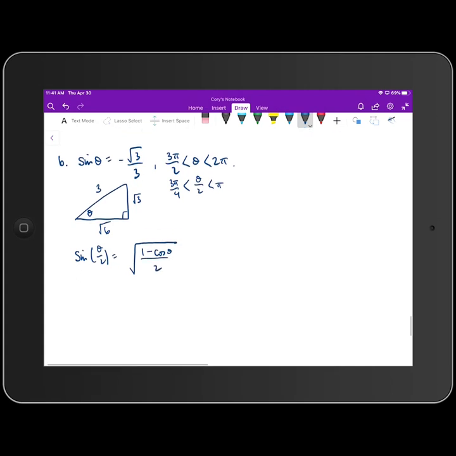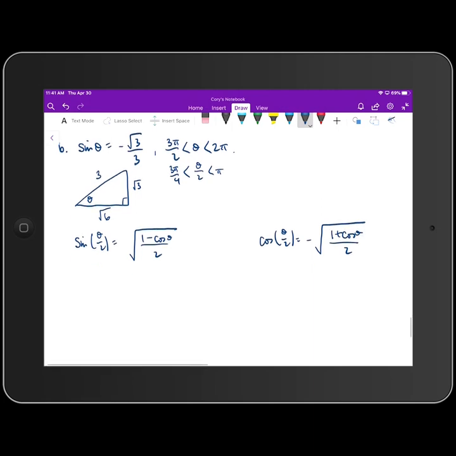And then I'll go ahead and do the cosine of theta over 2 to the right just to get that set up. So again, because theta over 2 is in quadrant 2, we know cosine is negative in quadrant 2. So we're going to take the opposite of that radical, which is going to be negative the square root of 1 plus the cosine of theta, all over 2. Okay, so we're just going to go ahead and plug in what cosine of theta is.